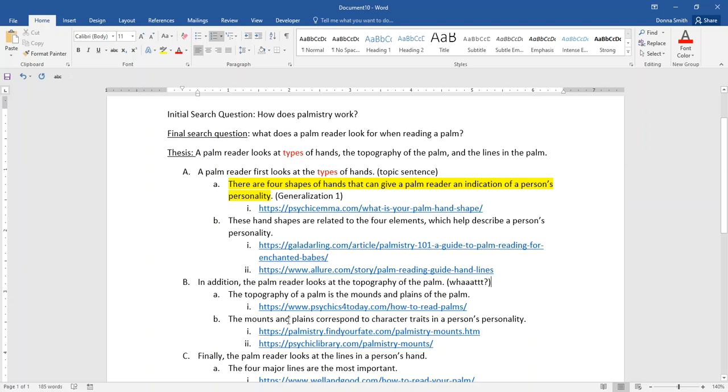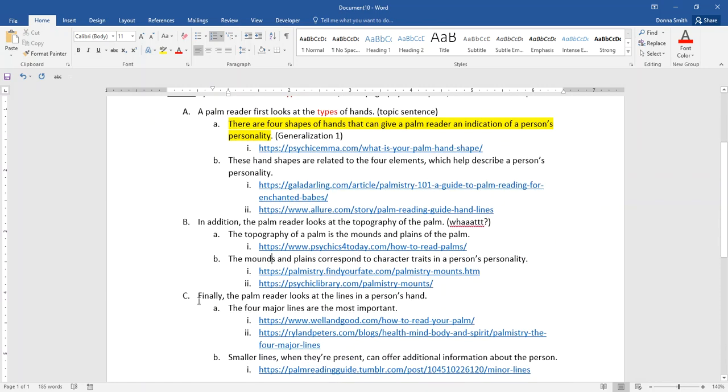Well, the mounds, no, sometimes they call them mounts and sometimes they call them mounds, but be consistent. The mounds and plains correspond to character traits in a person's personality. Oh, couple of sources.